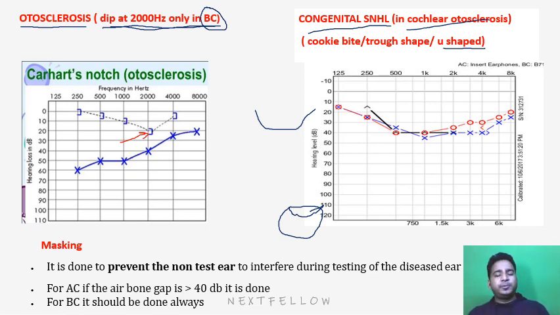Now there is one phenomenon used in pure-tone audiometry, known as masking. What do we mean by masking? If we want to test one ear, the other ear may hamper our result because the patient may perceive sound from the other ear. So we need to mask this non-test ear. We generally provide some ambient noise in the other ear so that it gets engaged in that ambient noise and we can test the testing ear. Generally, for air conduction, if the air bone gap is more than 40 decibel, then masking is preferred. For the bone conduction test, it is generally always preferred.